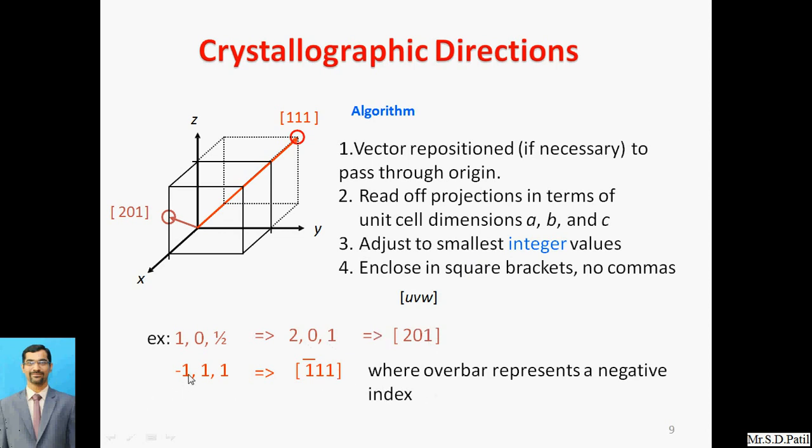Also for the negative direction, if suppose it is minus 1 1 1, then we have to write the coordinate minus 1 as 1 bar. So it indicates it is minus 1, and then the remaining coordinates are 1 1. Okay, so the over bar represents the negative index. Negative index in the sense what? We are moving in the opposite direction to the positive.